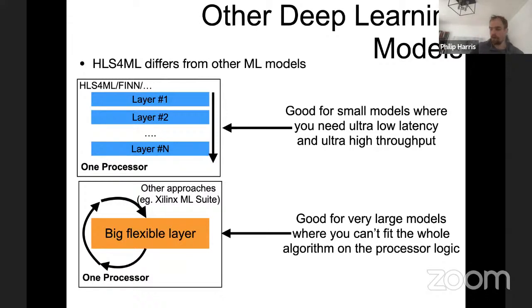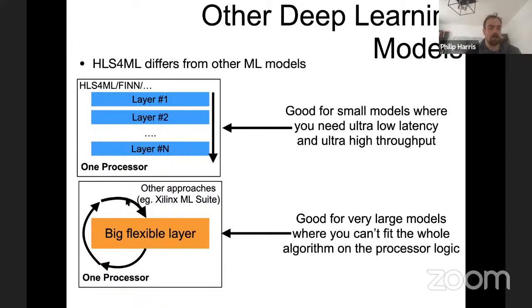So in conventional approaches, both on GPUs and FPGAs, the strategy is to build a giant flexible layer. Let's say you want to run a CNN. This layer can run a CNN. Let's say you want to run just a dense layer. This layer can run a dense network. And let's say you want to run something more exotic, like a recursive neural network. This layer will be programmed to do that.